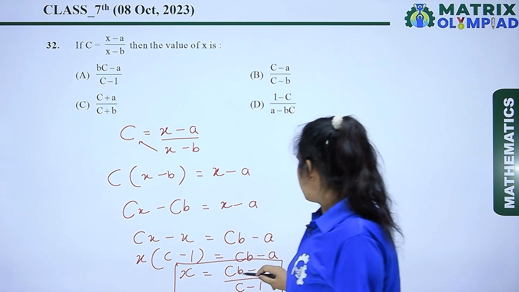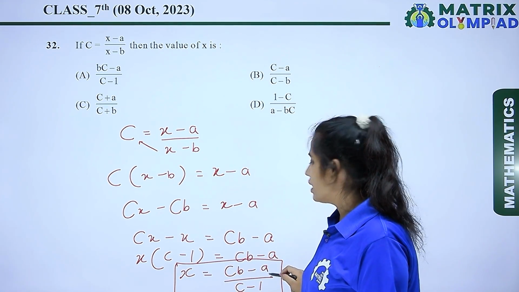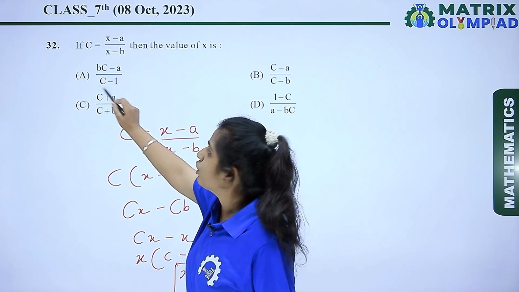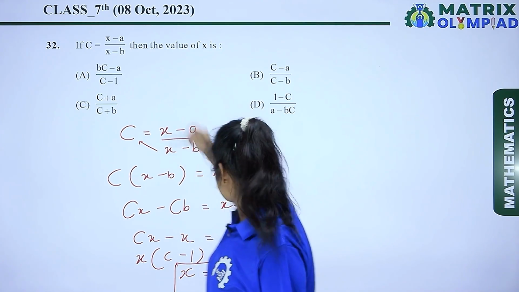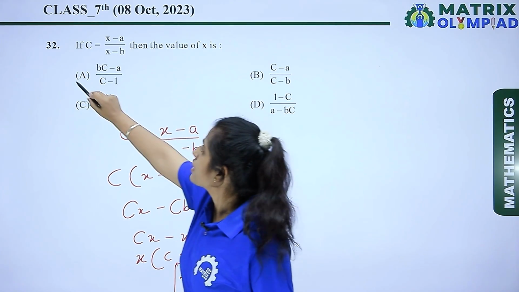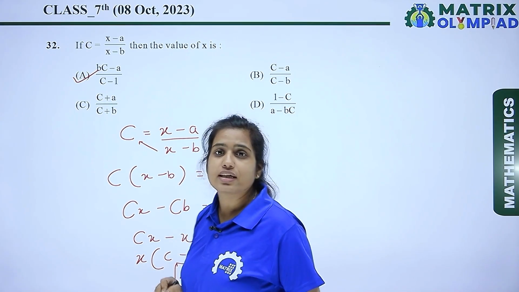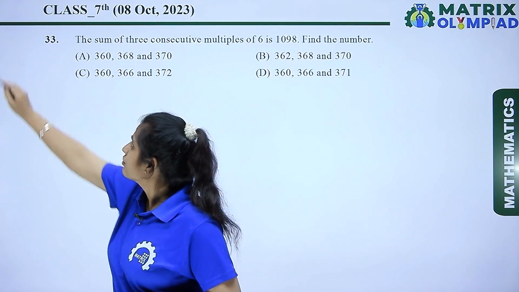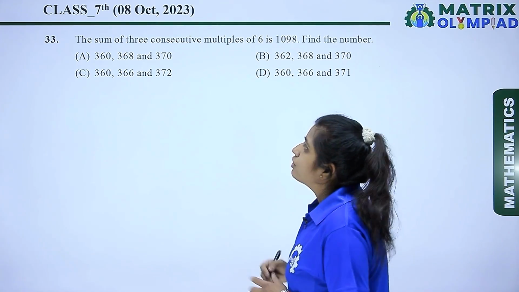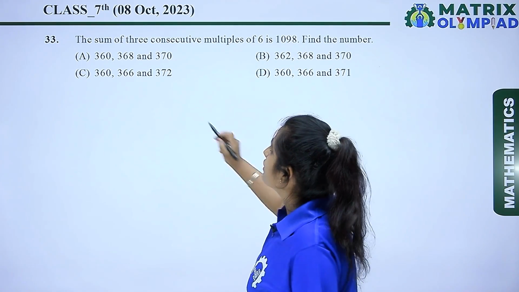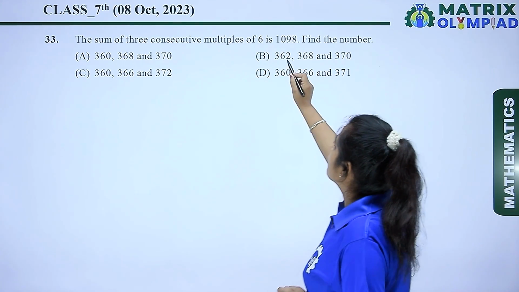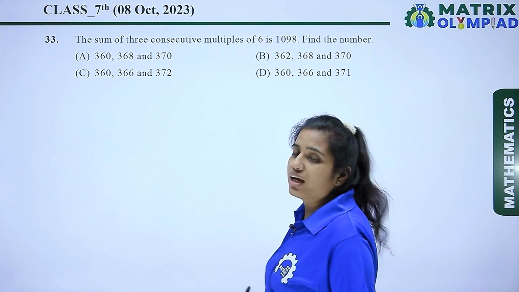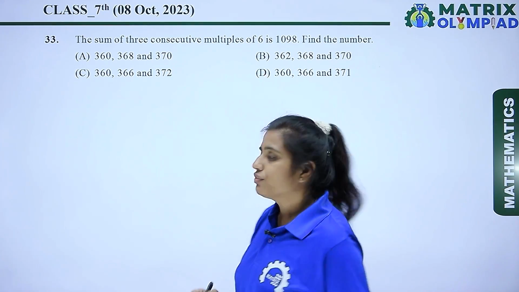Now let's check CB minus A upon C minus 1. So here C minus 1 is in the A option only. BC minus A, the same value is here. So option A is the correct answer. So let's begin with the next question. Now the next question is, the sum of 3 consecutive multiples of 6 is 1098. Find the numbers.